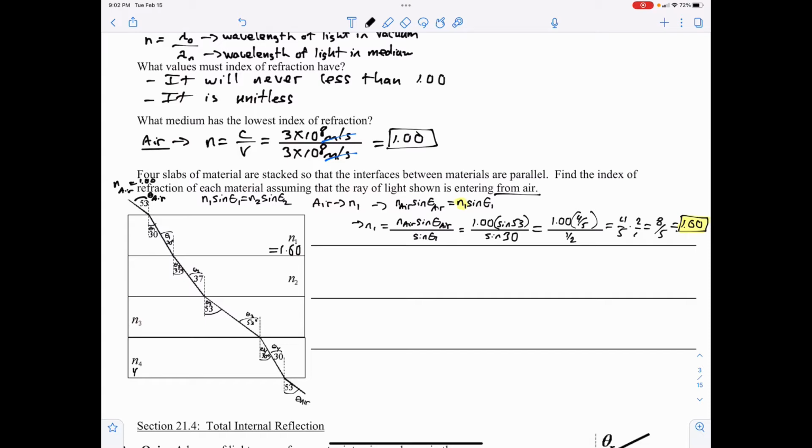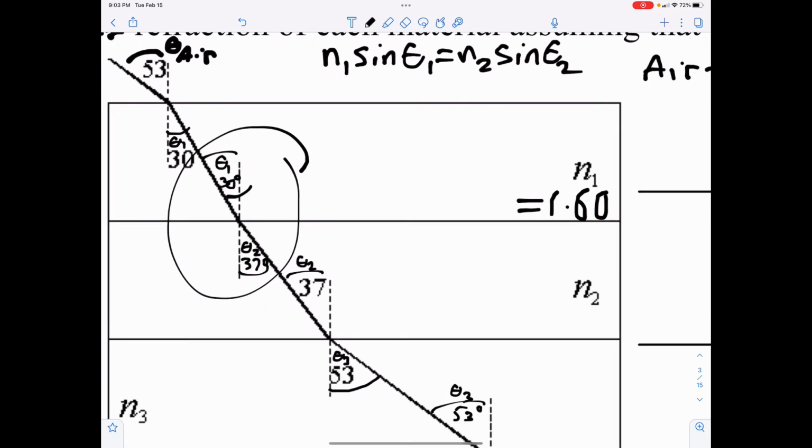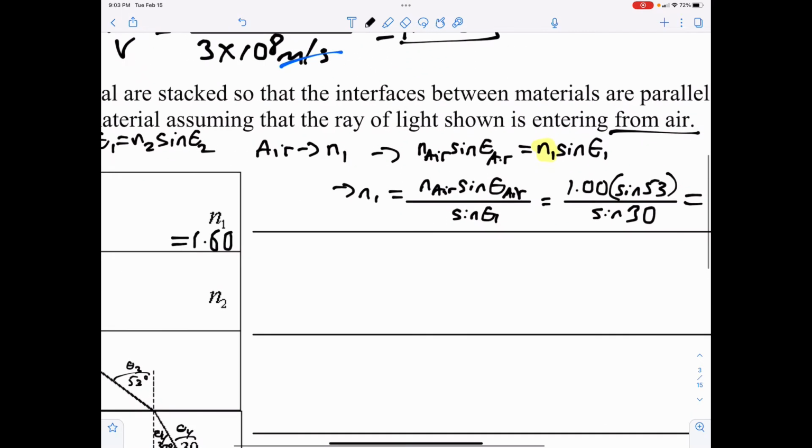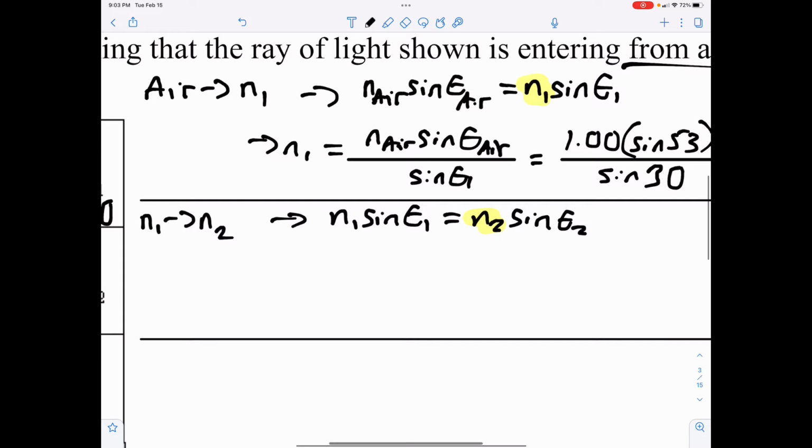Okay, now in the next one, we're going to be using that interface right there where we're going from N1 to N2, and you're going from 30 to 37 degrees. So this one's going to be N1 sine theta 1 equals N2 sine theta 2. Again, you're solving the equation for N2, so you'll divide by sine theta 2. N2 equals N1 sine theta 1 over sine of theta 2.